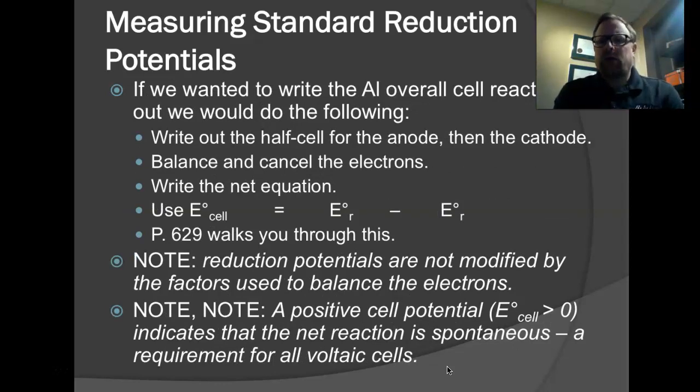If we wanted to write the aluminum overall cell reaction out, we would do the following. We'd write out the half cell for the anode, then the cathode. We'd balance and cancel electrons. We'd write the net equation, and then, in order to calculate our cell potential, we'd use this formula. Remember that this is cathode and this is anode here.